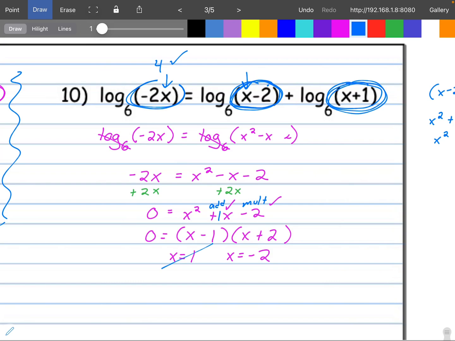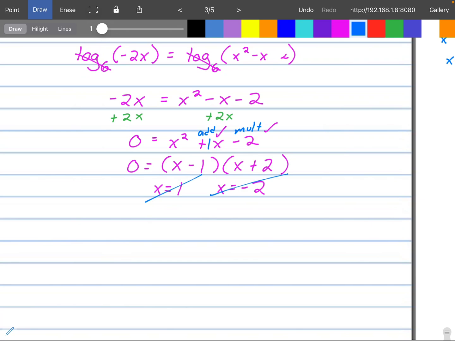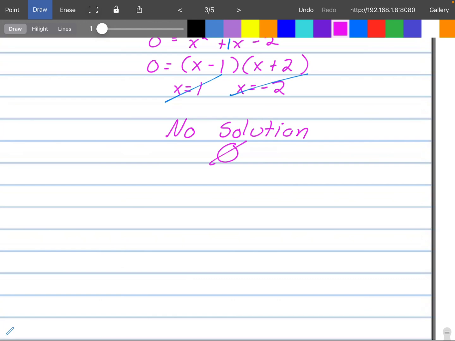If I plug negative 2 in here, then that's negative 2 minus 2, which is a negative 4. That does not work. I cannot take the log of a negative number. So that means I have to throw that one away. And since neither of my answers would work in my original logs, that means that I have no solution. So you can write it out, no solution, or you can simply put the 0 with the line through it, which is the symbol for the empty set, and I know that that means no solution. All right, if you don't put that slash through it though, that's just 0. Then you're telling me the answer is 0. So no solution has to have that slash through it.